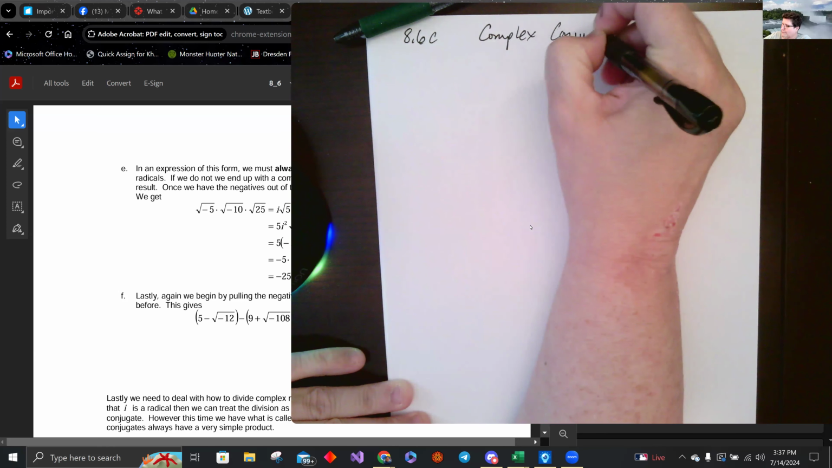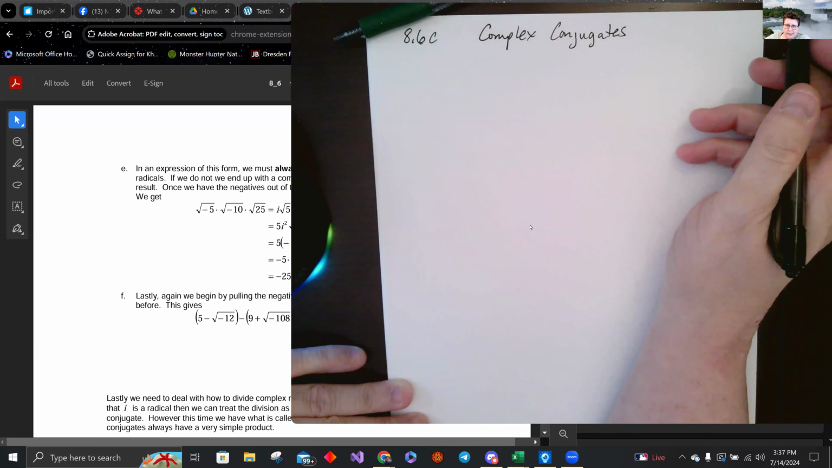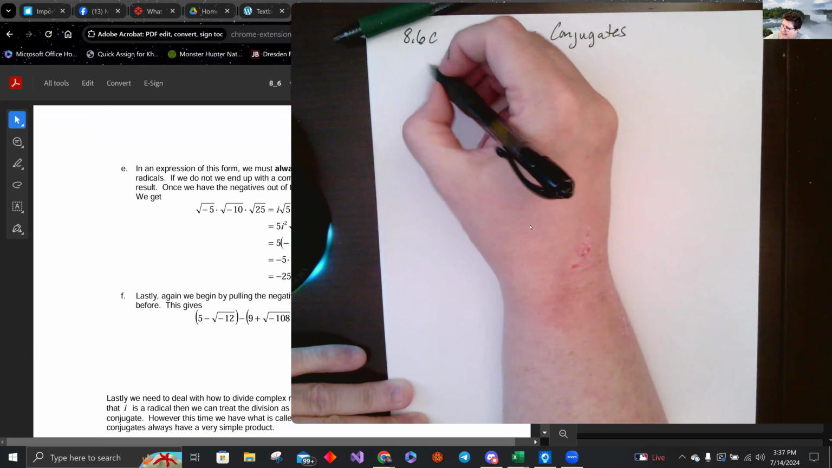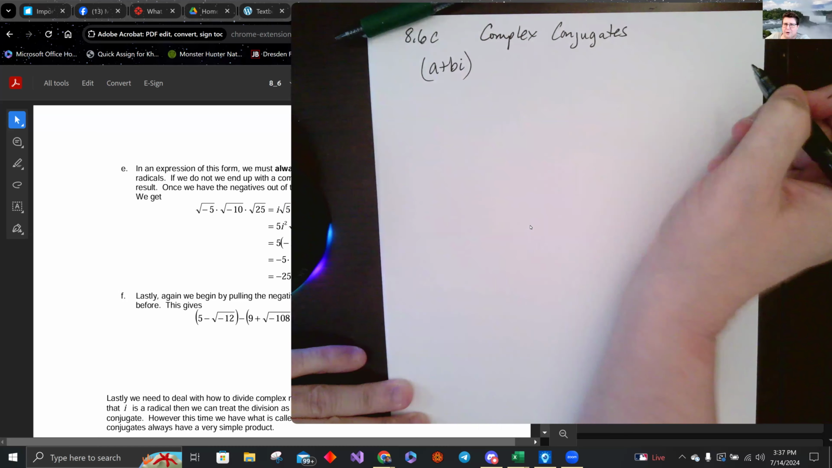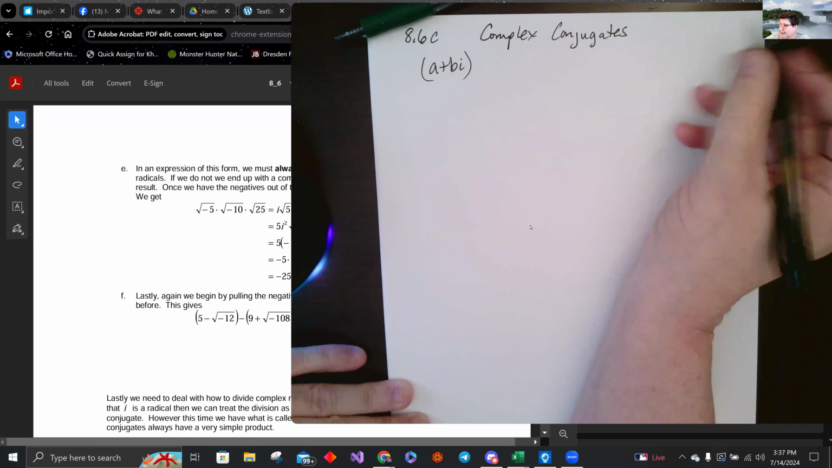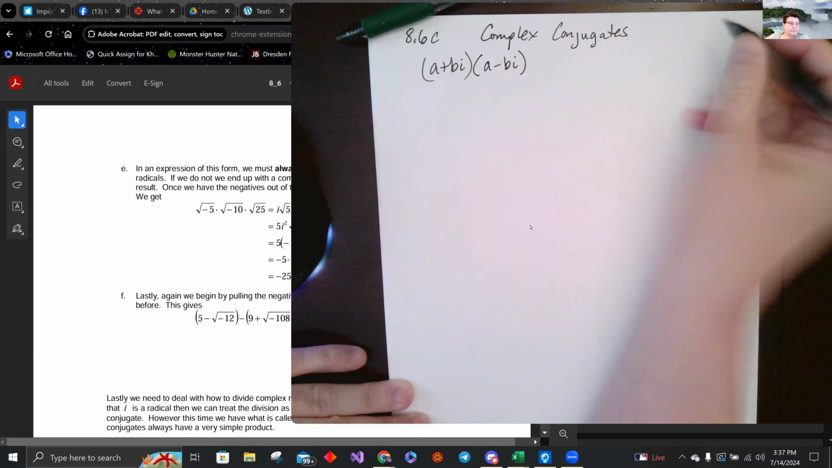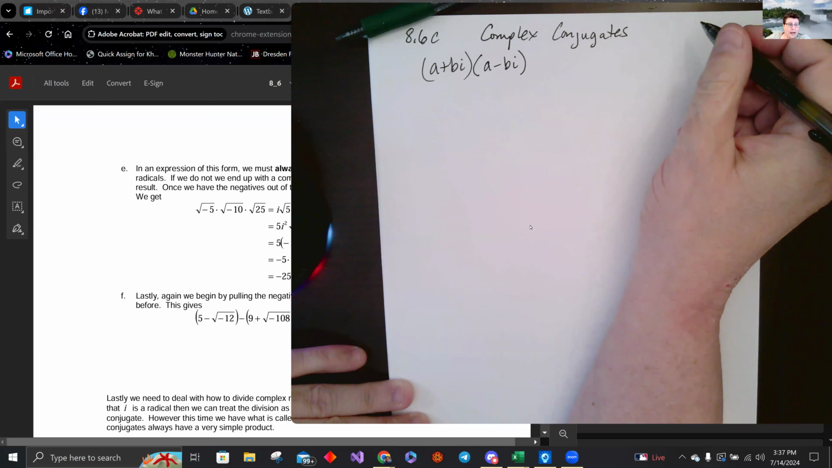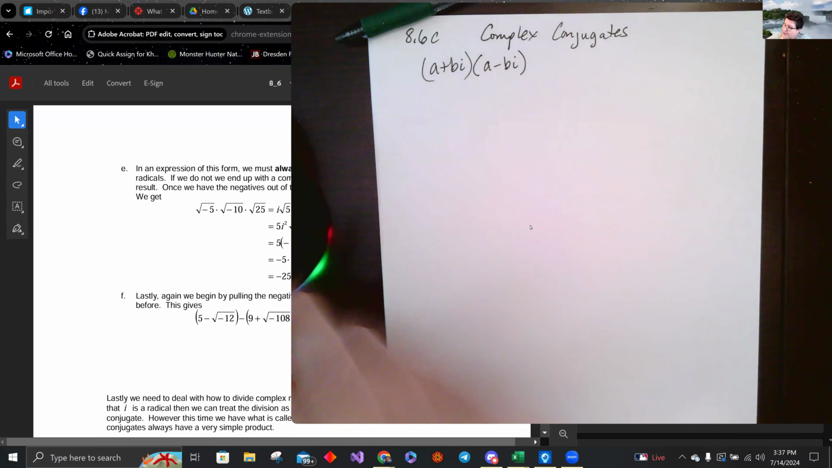We've heard that word before. We've had the word conjugates before. For us, with the complex numbers, there's our standard form for a complex number, a plus bi. Its conjugate is a minus bi. And you'll see when you multiply, these are complex conjugates of each other.